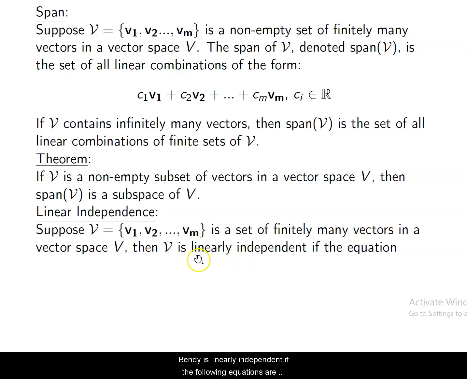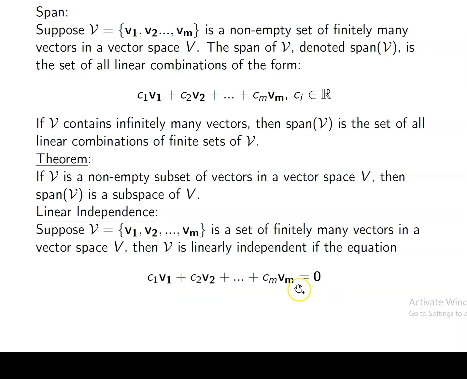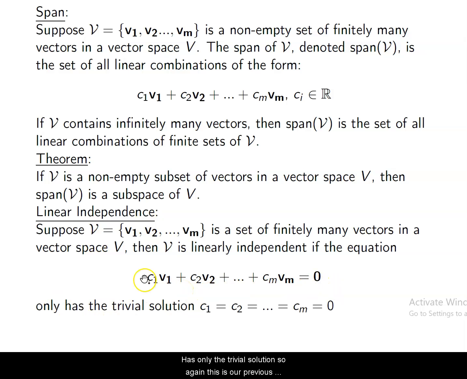Then V is linearly independent if the following equation, so basically this equation equaling 0, has only the trivial solution. So again, this is our previous definition of linear independence. This is our previous definition of span. The difference here is that we are looking at it in terms of a vector space. How does this set relate to a vector space?